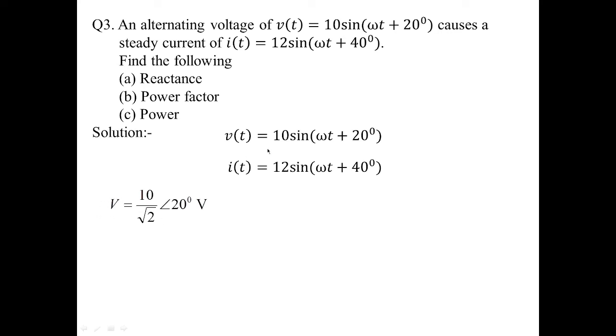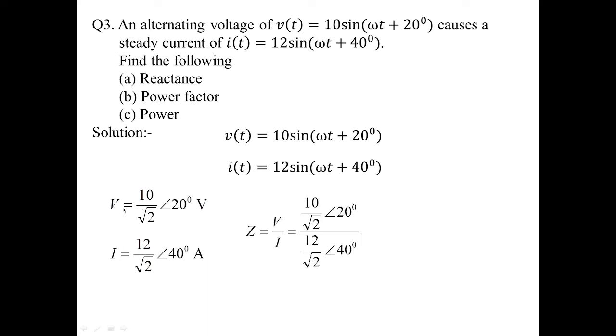Okay. Similarly, convert this i of t to RMS value of current as 12 by root 2 angle 40 degrees. So I is equal to 12 by root 2 angle 40 degrees. So this is the instantaneous value of voltage, instantaneous value of current. Change it to RMS value of voltage, RMS value of current.